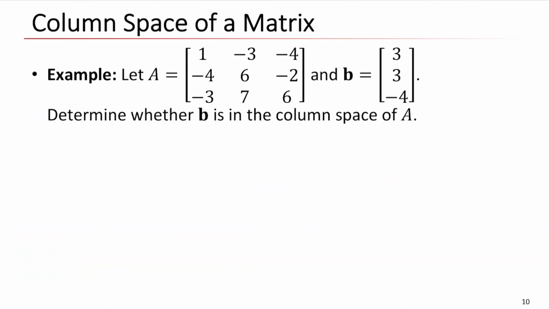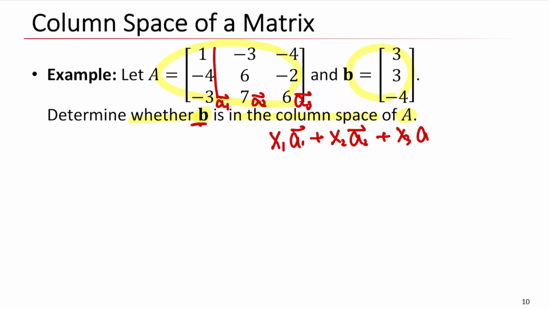Okay, so let's see an example. Let's say the matrix A is something like that, and vector b is something like that, and determine whether vector b is in the column space of the matrix A. First of all, these are the column vectors a1, a2, a3. How can we determine whether vector b is in the column space of A? First of all, what is the column space? The column space is the linear combination of the column vectors, right? So this is x3 a3.